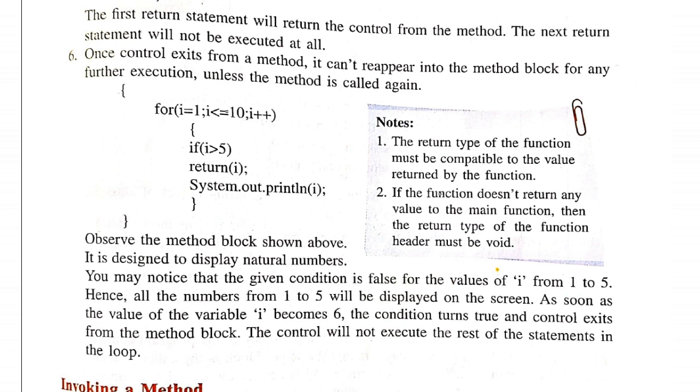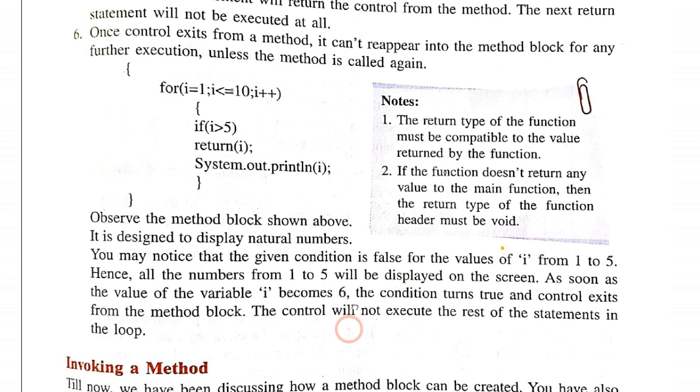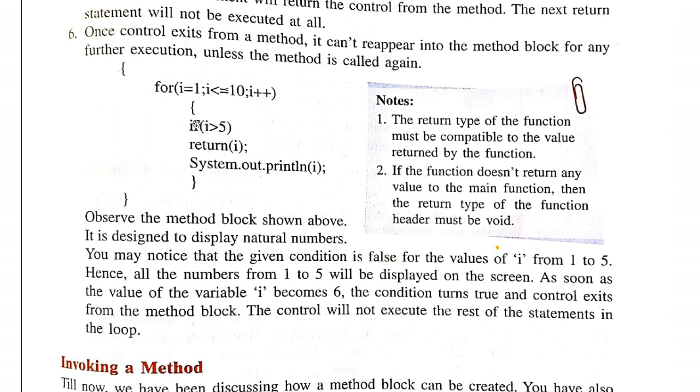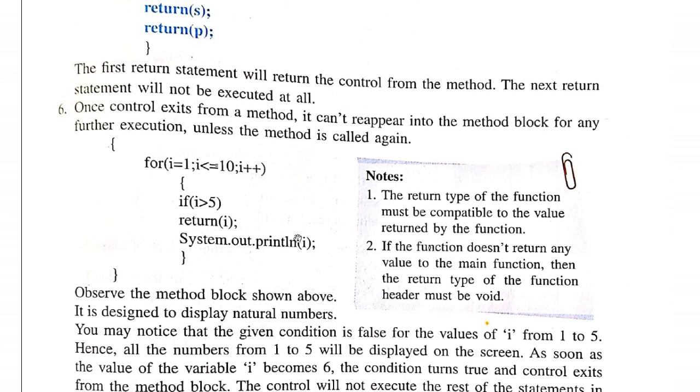When 5 less than 5 comes, the condition will be false. All the numbers from 1 to 5 will be displayed on the screen. As soon as the value of the variable i becomes 6, the condition turns true and control exits from the method block. The control will not execute the rest of the statements in the loop. So it prints up to the value 5. I hope you have understood.